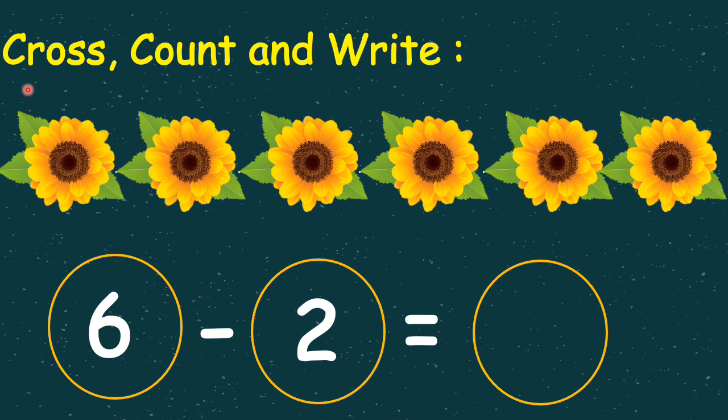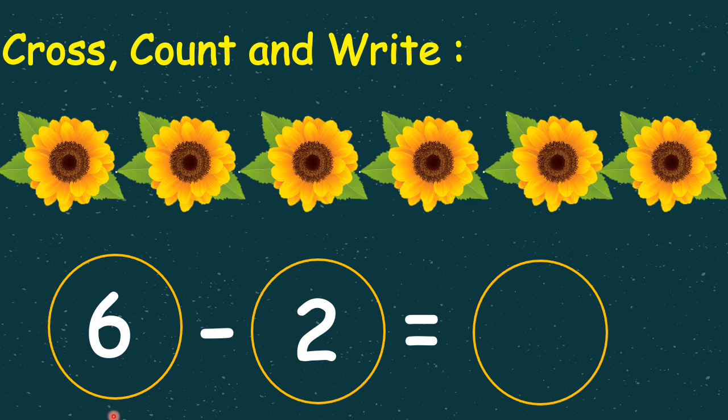So today we are going to learn about cross, count and write. So what do you see here, children? You see flowers. Which flower is it? Those are sunflowers. So how many sunflowers are there? 1, 2, 3, 4, 5, 6. Very good. There are 6 sunflowers.